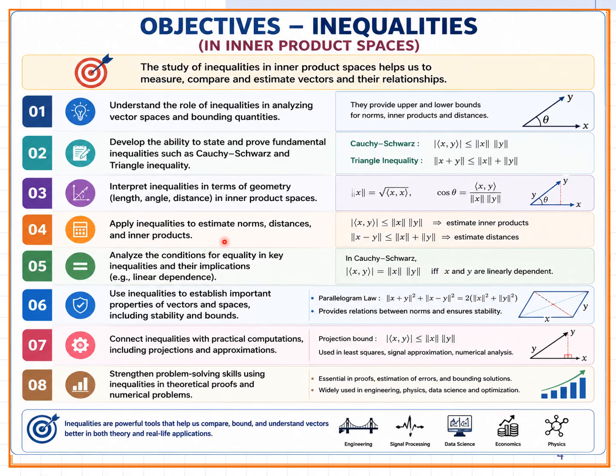It is norms. The fifth one is analyze the conditions for equality in key inequalities and their implications. It is like linear dependence. It means it is Cauchy-Schwarz. So let us see the sixth one. Use inequalities to establish important properties of vectors and spaces including stability and bounds. By using the parallelogram law, that provides a relation between norms and ensures stability. How the vectors and stability, it is very useful in civil engineering.